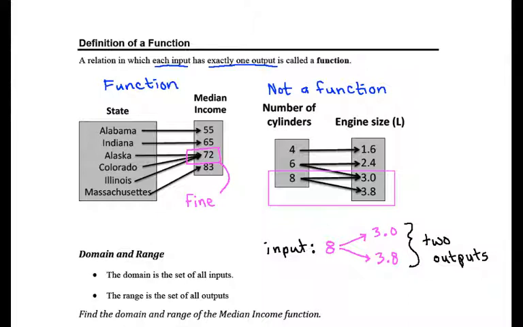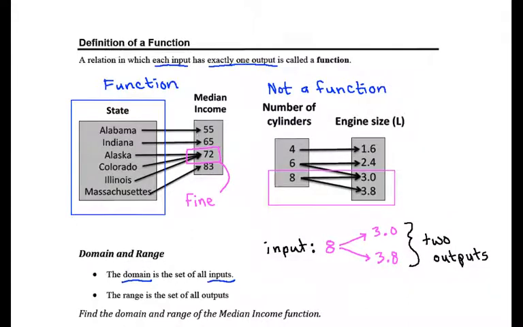Just like we defined domain and range when talking about relations, there we said the domain was the set of all x values. That was a little bit specific because we hadn't established this idea of an input yet. Here we say that the domain is the set of all inputs. So with our median income example, the domain is all of these states. And the range is the set of all outputs, which is where the arrows are pointing to. So the range is going to be the set of all median incomes. Now we can designate these by the x variable, but we don't have to call it x and y in order to talk about it as being domain and range.